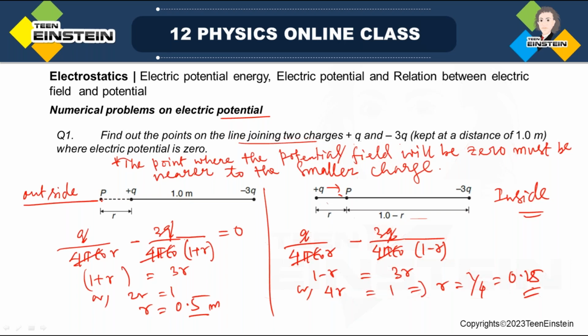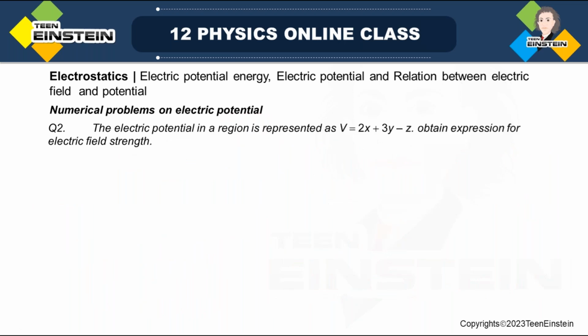Now I can just take 2 more numerical problems. Just quickly I'll take, and then I'll stop. See, electric potential in a region is represented by this. Then obtain the expression for electric field strength. How do you calculate this field strength from this potential?